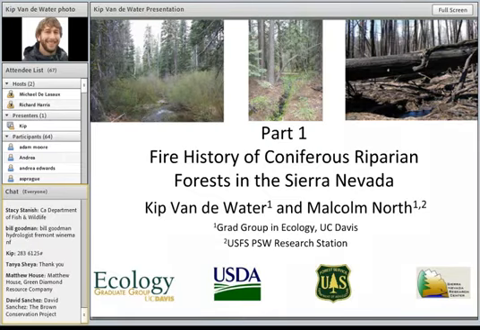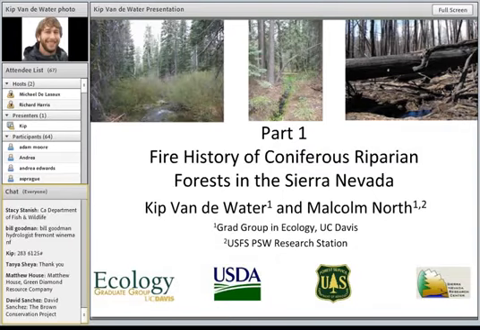So, as the session is themed, we'll be talking about active management of riparian forests. I'm going to lead into it for probably the first 25-30 minutes with some background info from the research that I did in coniferous riparian forests in the Sierra. And then after that, we'll get into some broader management implications, and hopefully that'll generate some good questions.